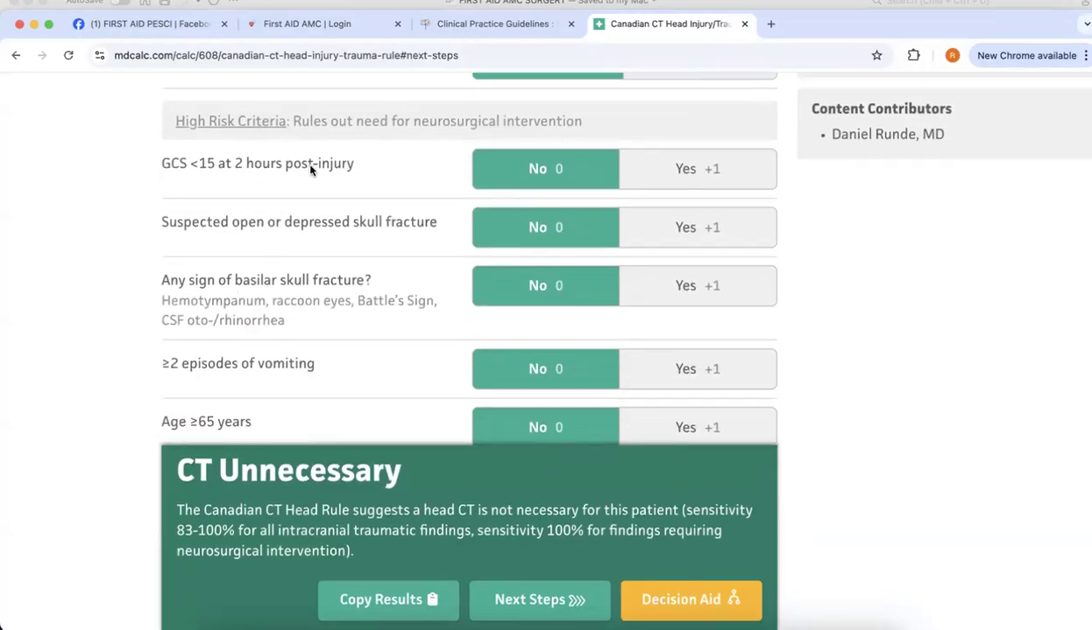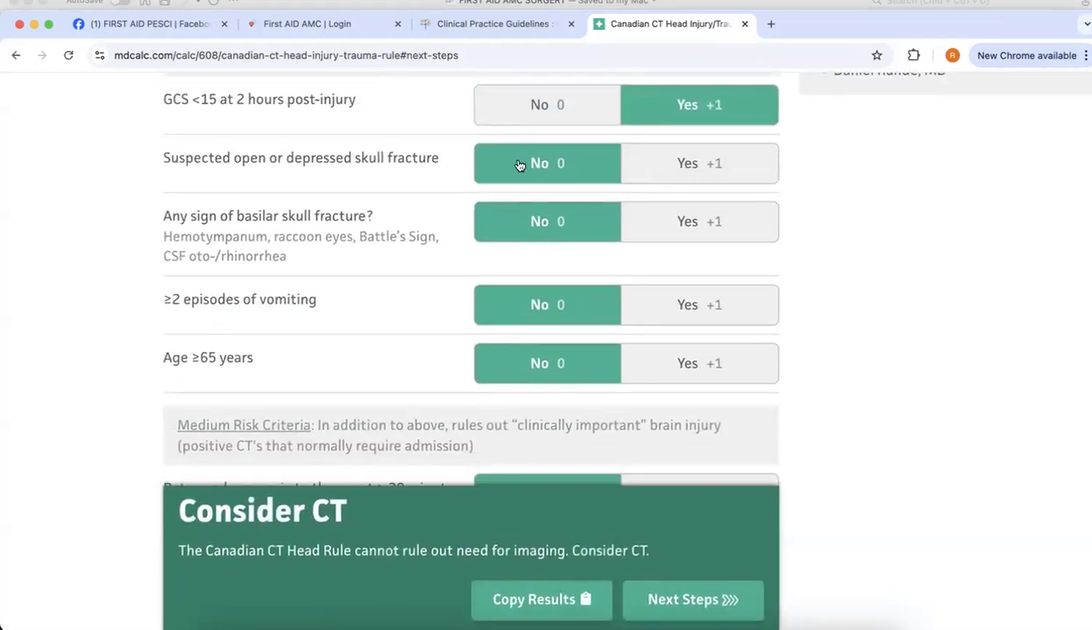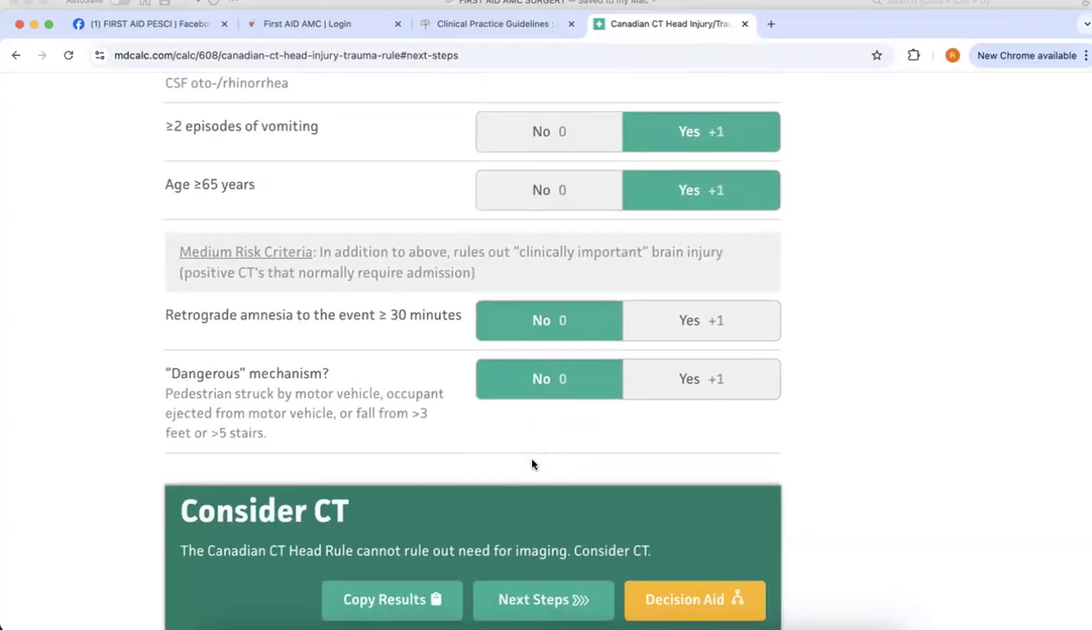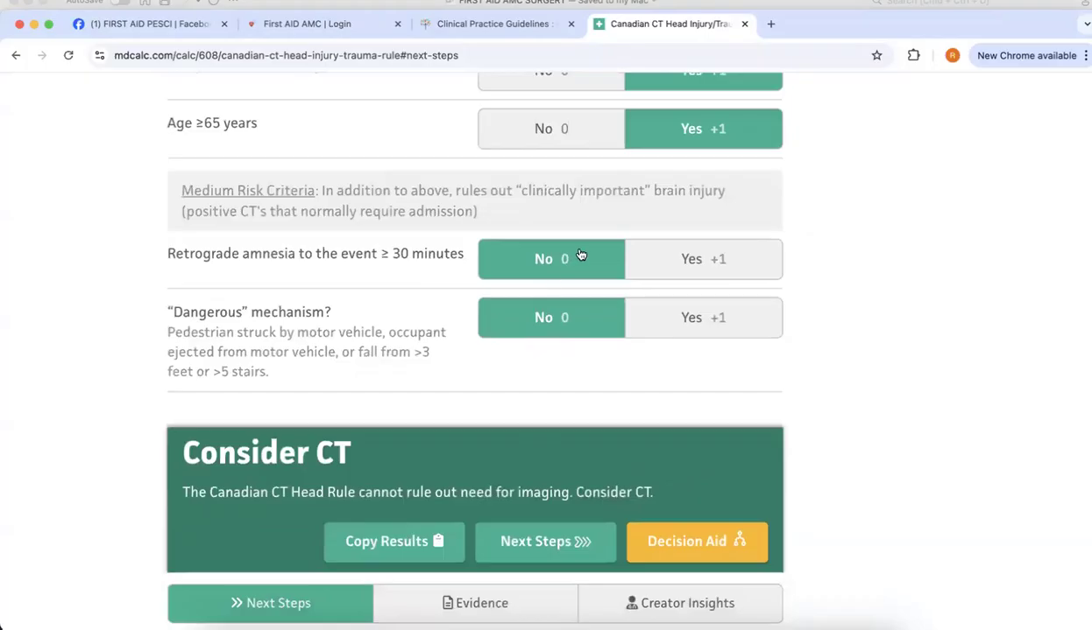So let's say GCS less than 15, yes. Suspected open fracture, no. Sign of basal skull fracture, no. 2 or more episodes of vomiting, let's say yes. Age above 65, let's say yes. So for that patient, even if we say others no, consider a CT scan.